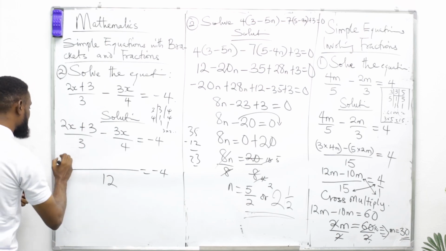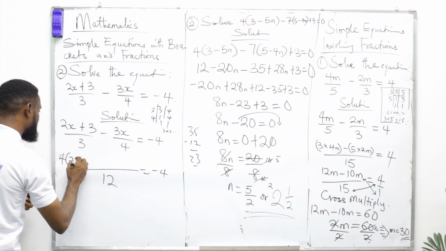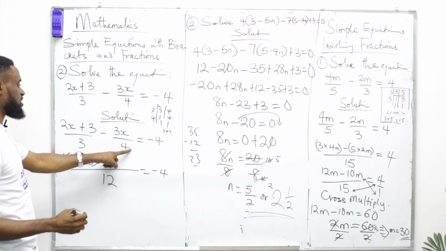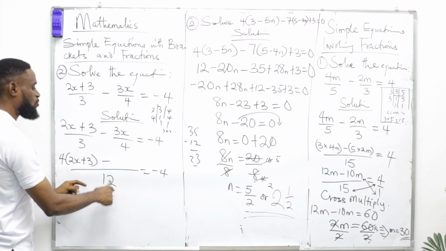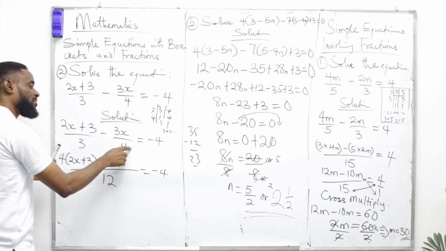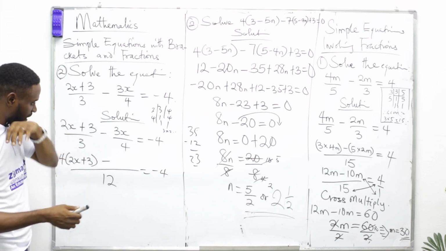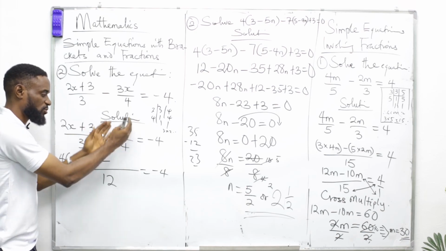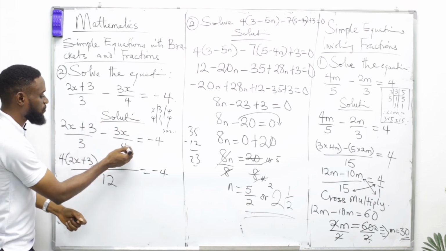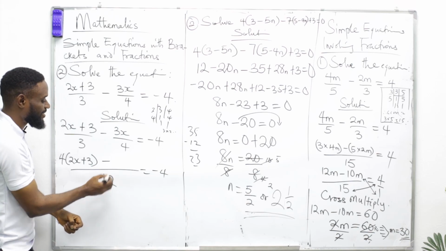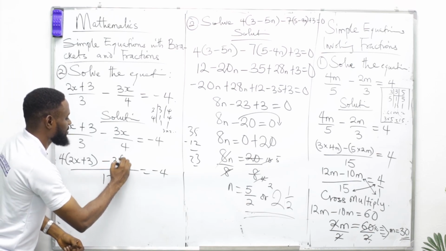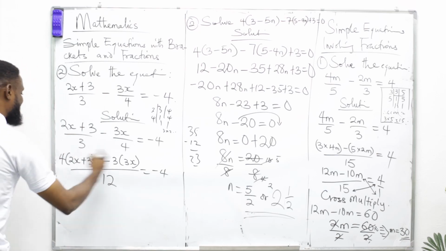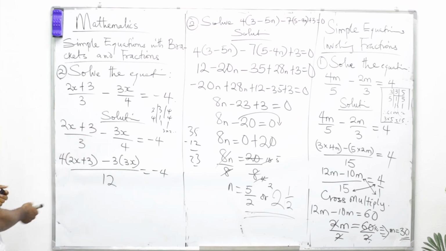So 4 times everything here, 4 times (2x plus 3). Minus, we do the same thing here. This LCM will be divided by the denominator of this fraction. So 12 divided by 4 will give us 3. So this will mean 3 times 3x. You get that?